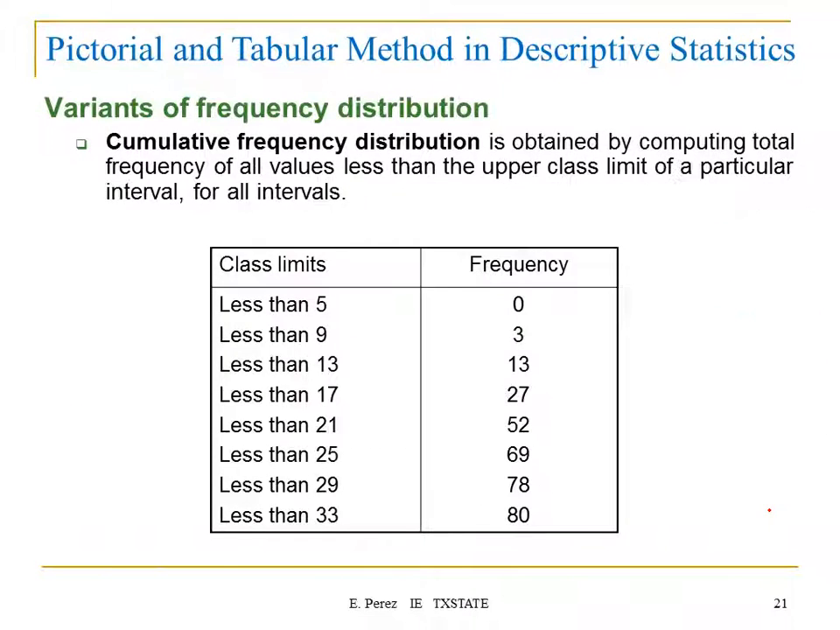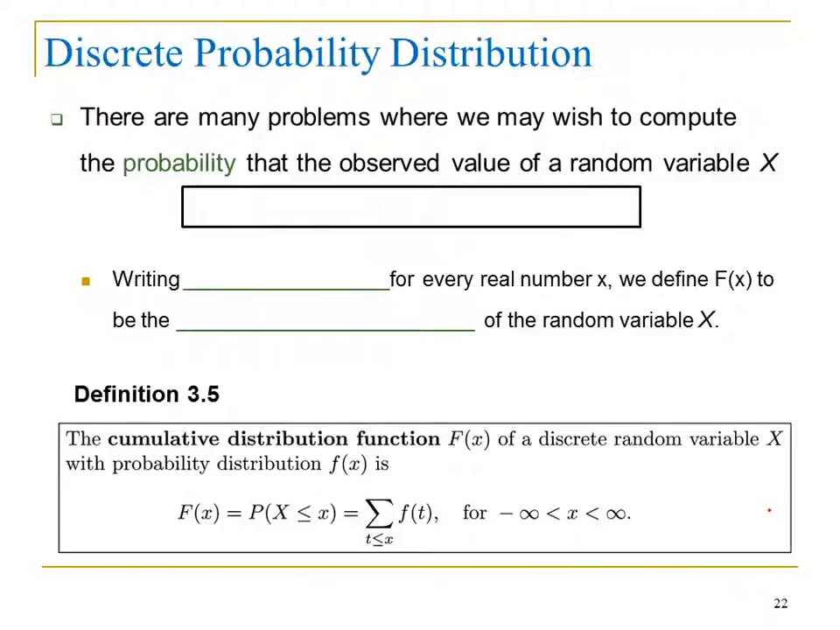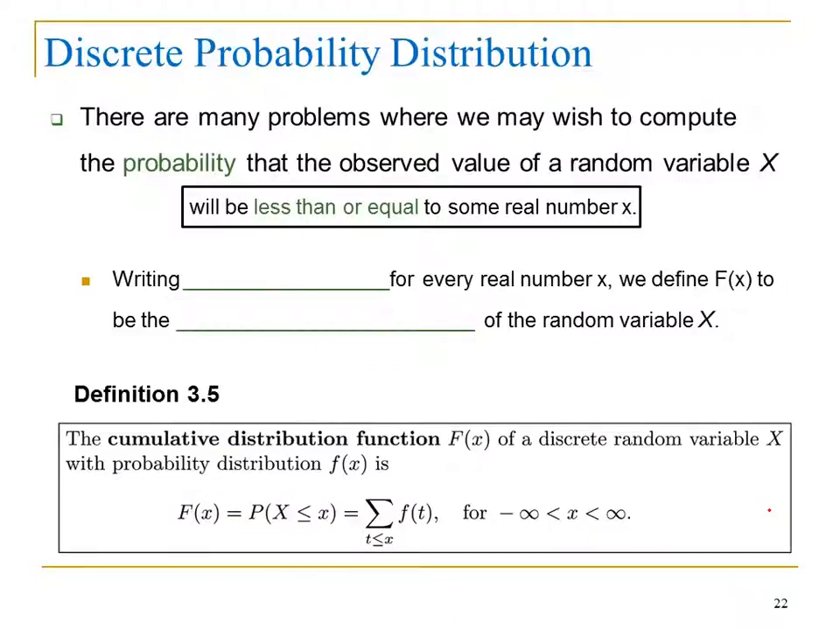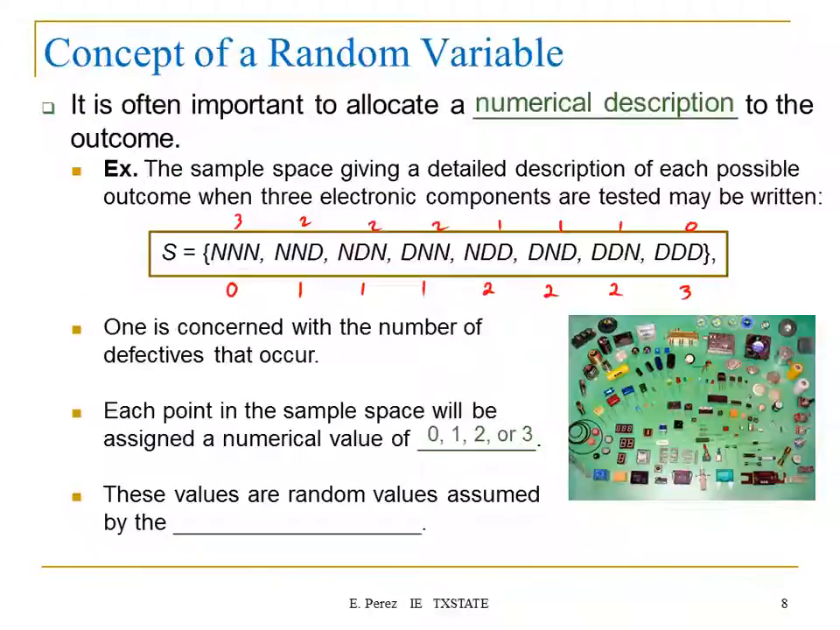So there are many problems where we wish to compute the probability that the observed value of a random variable will be less than or equal to some real number. So instead of looking at equal to 17, we want to know the probability of all the numbers that are less than or equal to 17. Okay? So writing the cumulative probability distribution. So we already defined a probability distribution as f of x. So this is probability distribution, right?